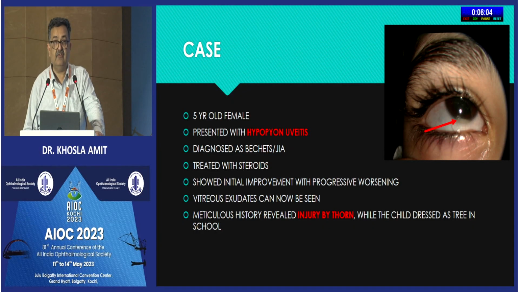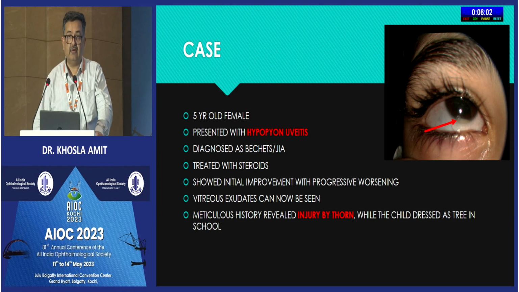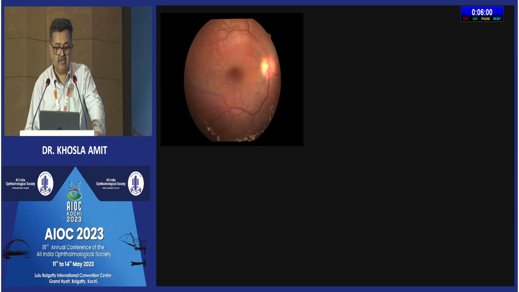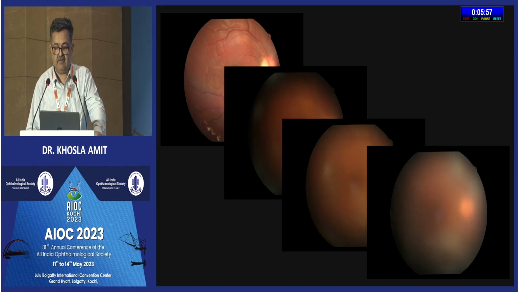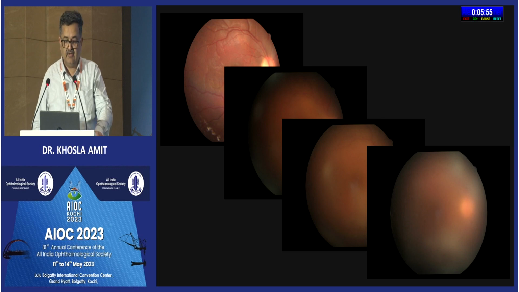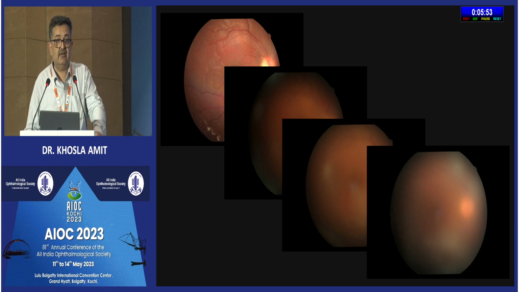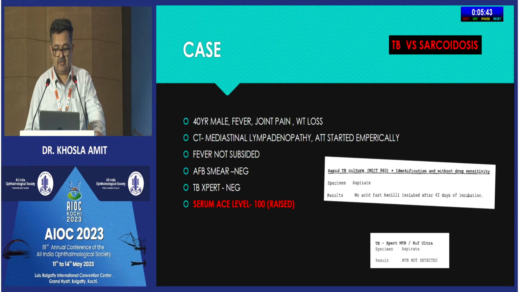Here's a child who came with recurrent hypopyon and vitritis. Came in like this, and then we did a vitrectomy and couldn't find any organism. But on detailed history, the child had taken part in a fancy dress program where the eye had been hit by a thorn. So it could have been an infection, but we were not able to localize it. So history is important.